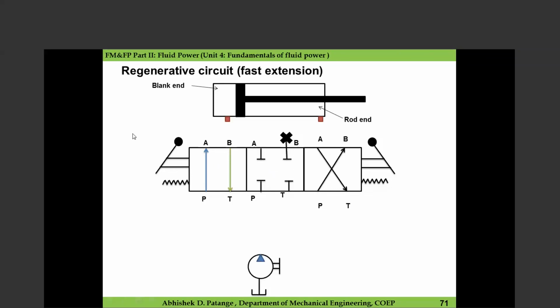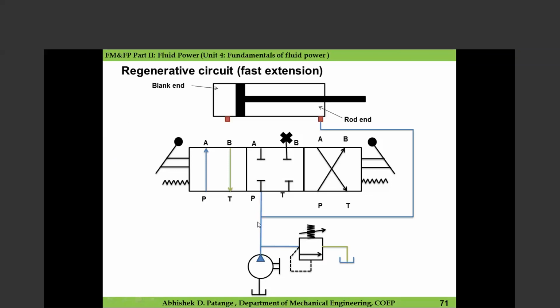That is the first special arrangement. Now we will see the second special arrangement. We have a pump which is delivering a constant amount of flow. Then we have this pressure relief valve. The outlet of this pump is connected to P, and one of its branches is taken out, called the bypass line, and it is connected to the rod end.